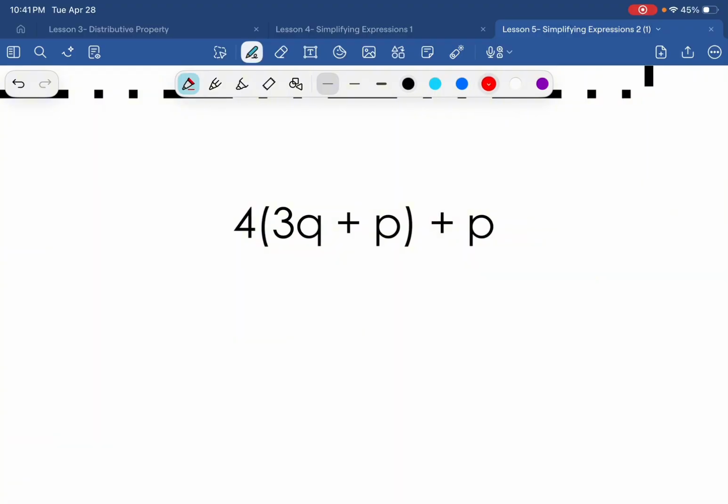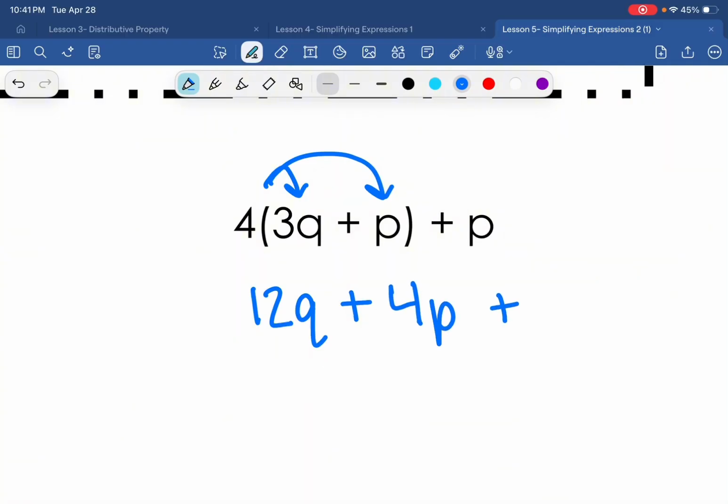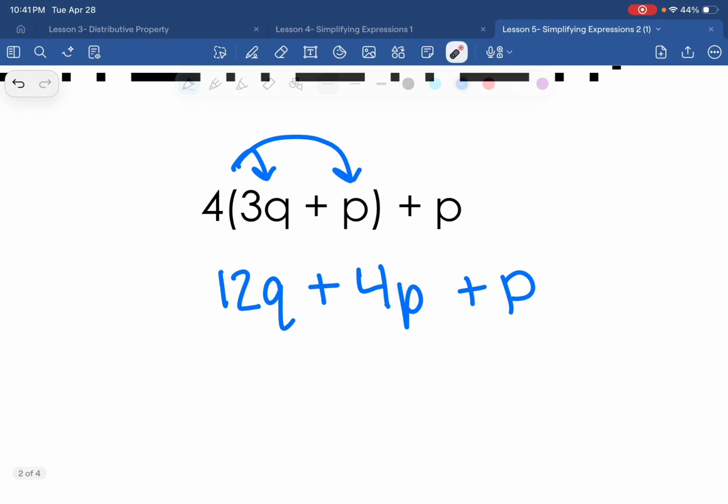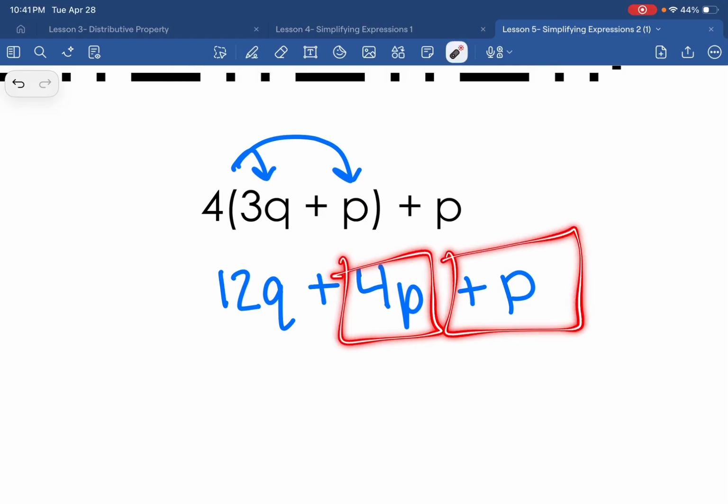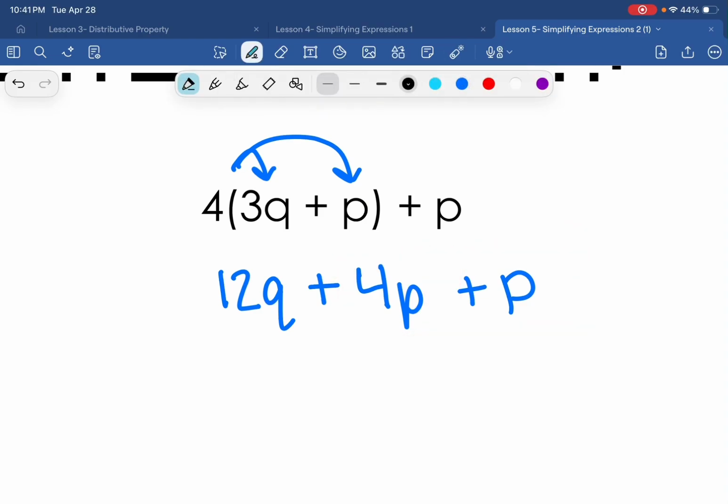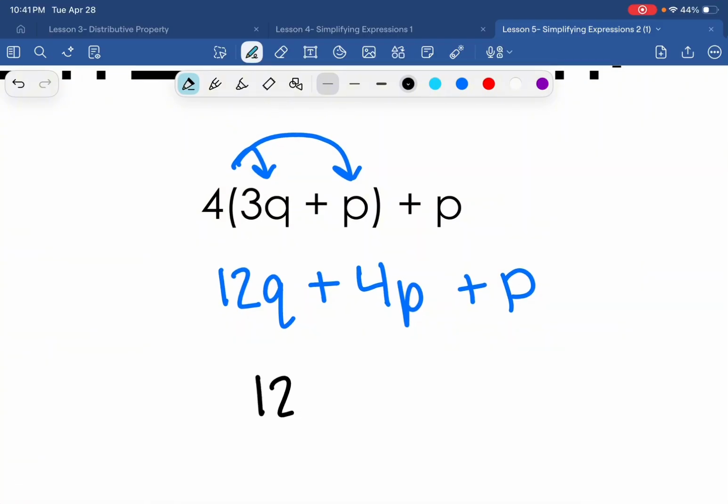Okay, you should have distributed first your 4 to all terms. And 4 times 3q is 12q. My sign stays the same. 4 times p is 4p. And I bring down plus p. Okay, I combine things that are the same. So I'm going to do 4p plus p, which gives me 5p. So I have 12q plus 5p. And that is your simplified expression.